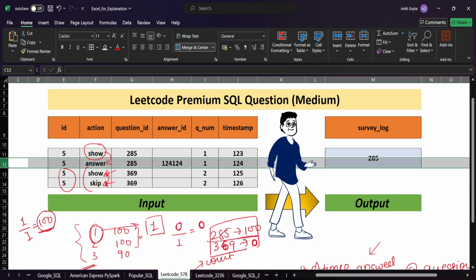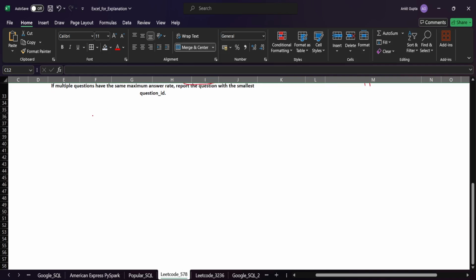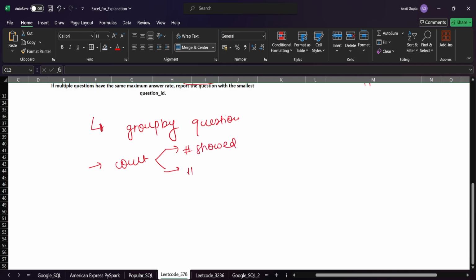So what is the highest over here? Highest is 285. That's why here we have 285 in the output, right? I hope you got how we can approach this problem by this explanation. So what we need to do is group by the data on question ID, and then find the count of the number of times viewed, or we can say shown, and the number of times answered. Once we have these two, we can just take the ratio.